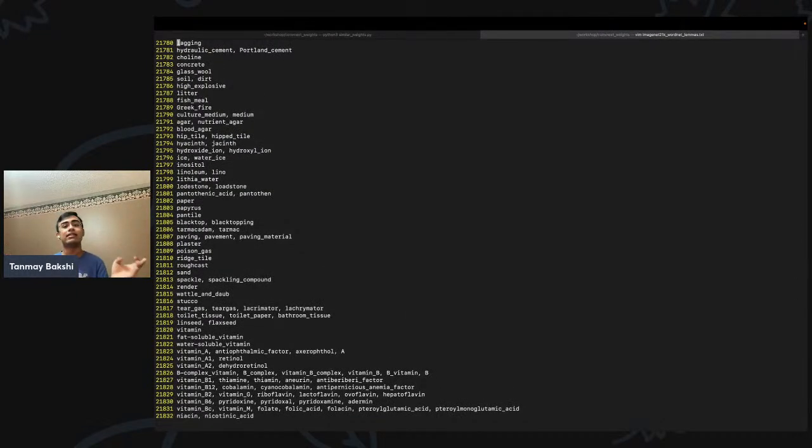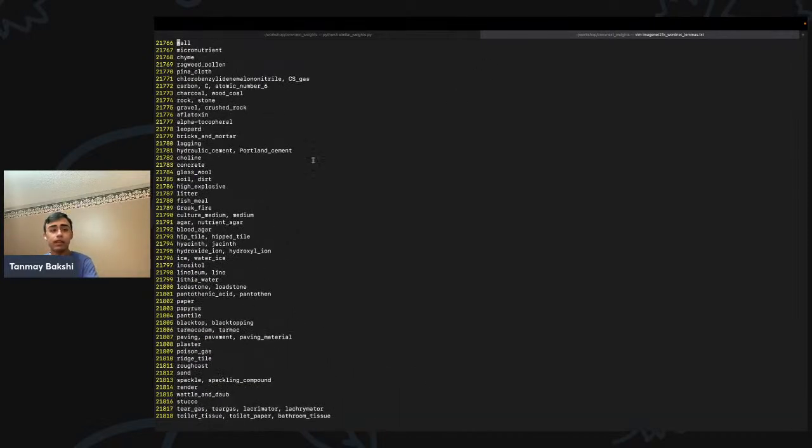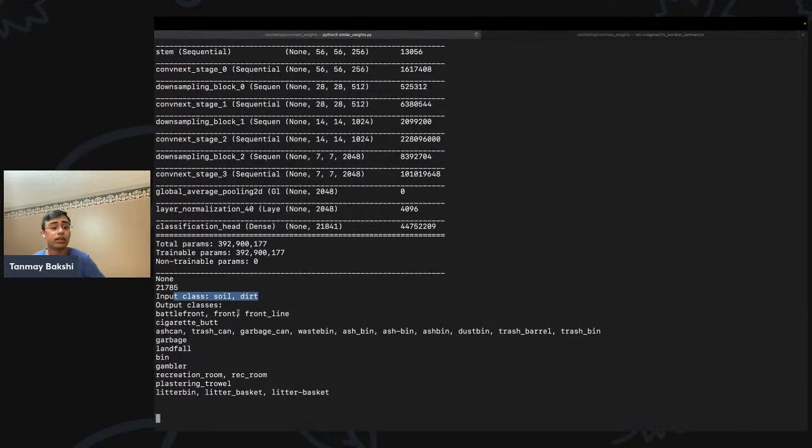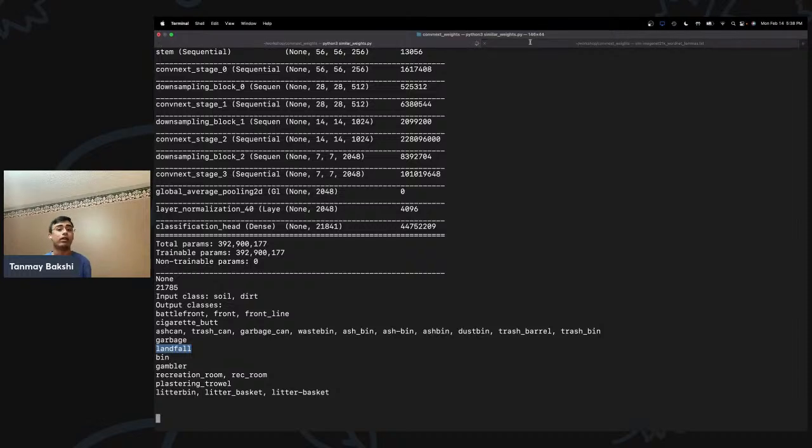Theoretically, I should be able to give my script any one of these classes, and it'll tell me which of the other classes are most similar to this neural network based off of the weights that go from the penultimate layer to, well, the ultimate, the last layer. So, for example, if I were to take the identifier for soil dirt, and if I were to feed that into my script here, it says the input class is soil dirt, and you can see that the output classes that look similar to soil and dirt would be battlefront or cigarette butt or ash can or garbage, landfall, and so on and so forth.